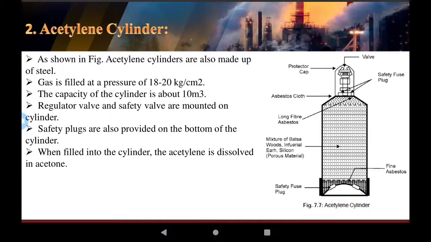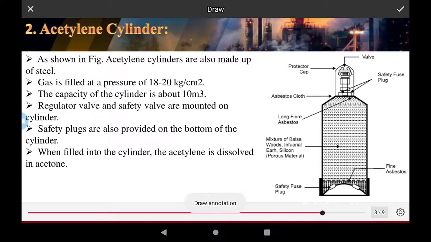The acetylene cylinder. Acetylene cylinders are also made of steel. Gas is filled at a pressure of 18 to 20 kilograms per square centimeter. The capacity of the acetylene cylinder is about 10 cubic meters, and it is supported by a regulator valve. This is the acetylene gas cylinder, filled with acetylene gas.